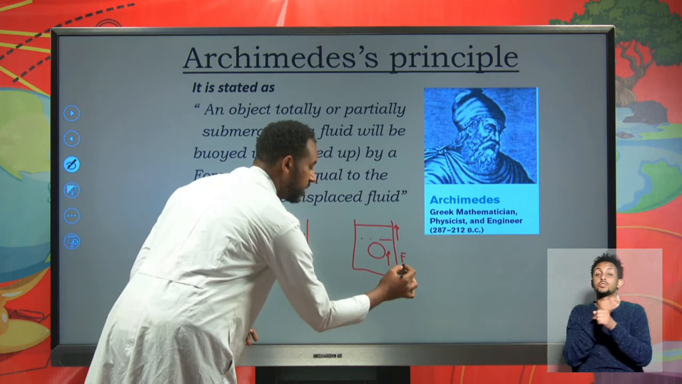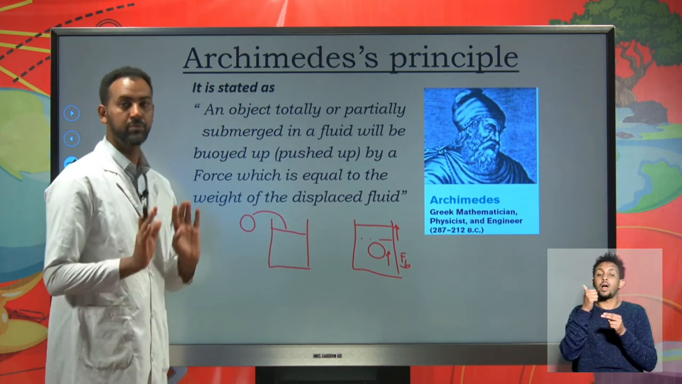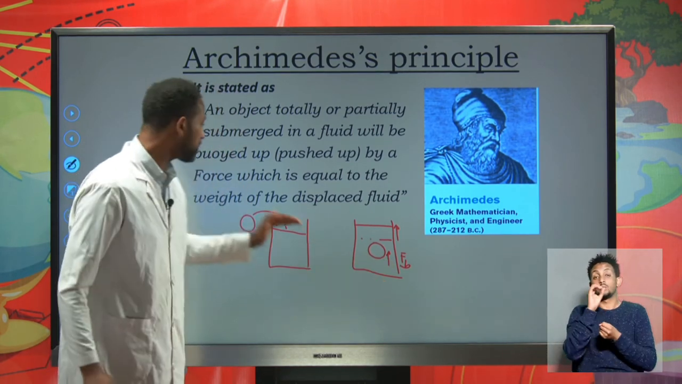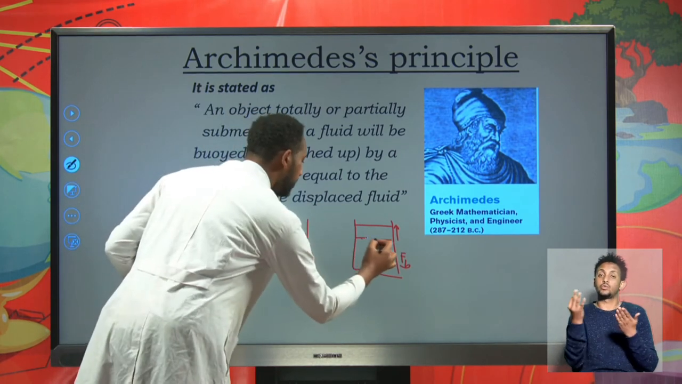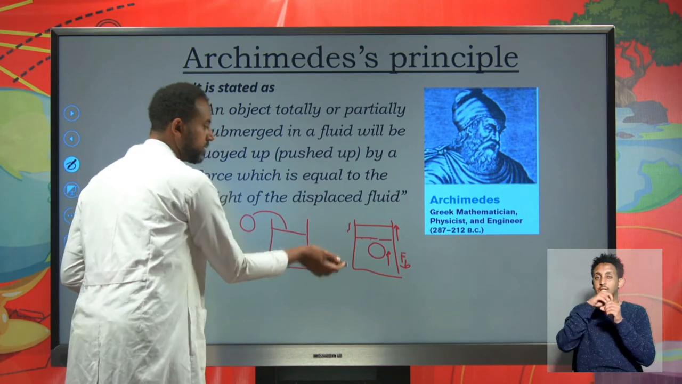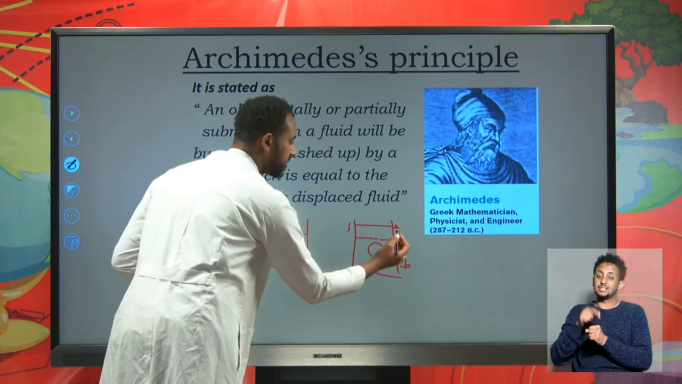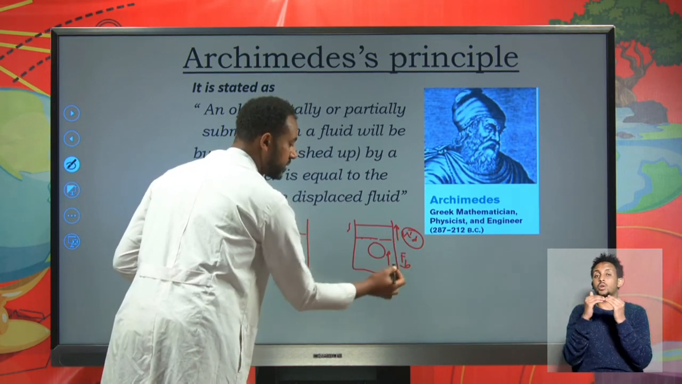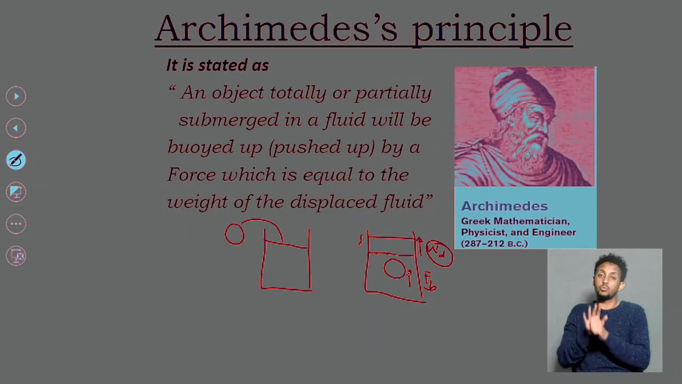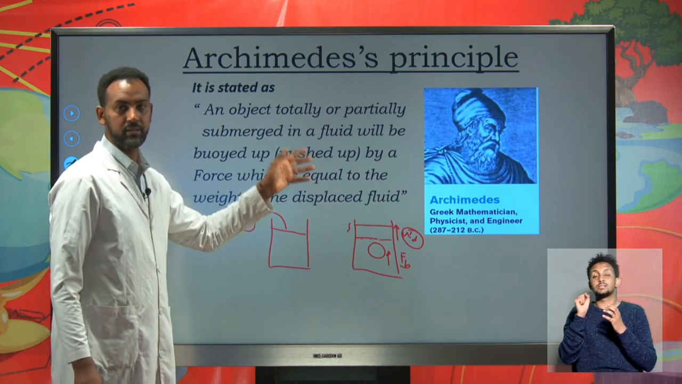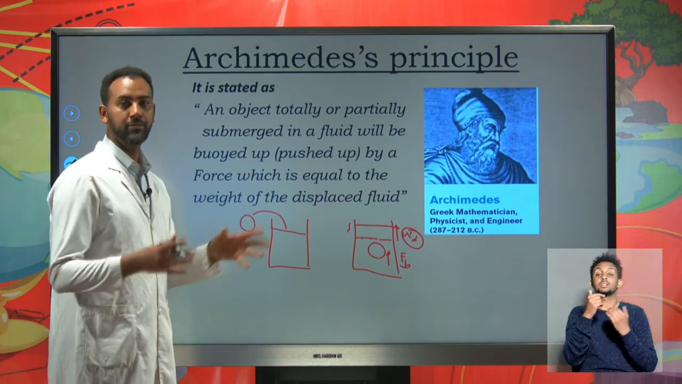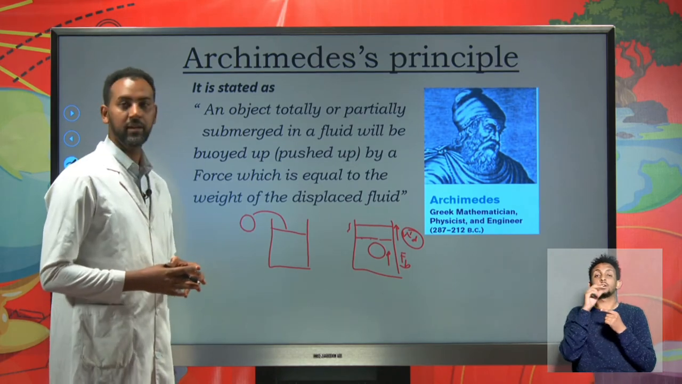And that force is known to be buoyant force. We call it buoyant force, buoyed up or pushed up. So this force is known to be buoyant force, and that buoyant force is equal to the weight of the displaced fluid. Here we have an increment in the level of the water, meaning this fluid is displaced. And this displaced fluid has its own weight. The buoyant force equals the weight of the displaced fluid. There will be a pushing force on the immersed objects. This is the concept of Archimedes' principle. Actually, Archimedes is a famous philosopher from before the birth of Jesus Christ, and he has a famous story about the king and the goldsmith.